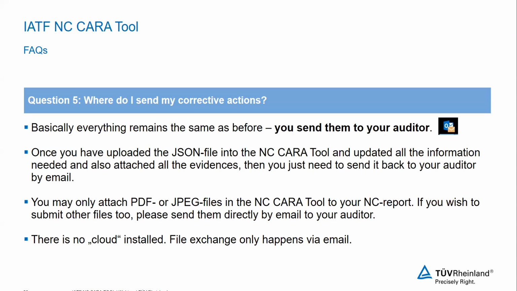You may attach these evidences either directly in the NC CARA tool, but there it is only possible to attach PDF or JPEG files. If you would really like to submit a PPT or an Excel file, you can either convert those to a PDF file, or you can send them directly by email to your auditor. So you can attach the JSON file plus the different evidence files and put them all in one email to your auditor.